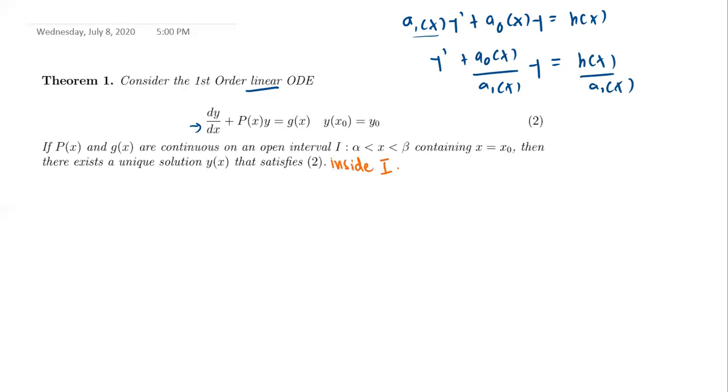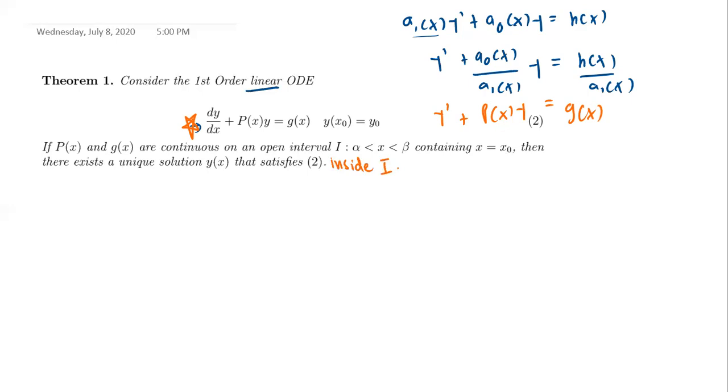And then you can think of a naught divided by a1 as just being a function p of x, and h divided by a1 as just being some function g. So you can always rewrite a first order linear ODE in this form here. Just divide by whatever's in front of the first derivative.